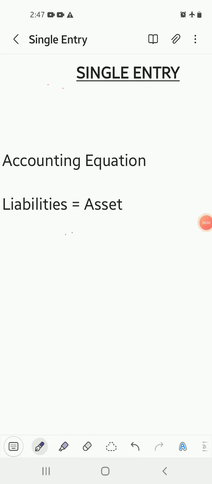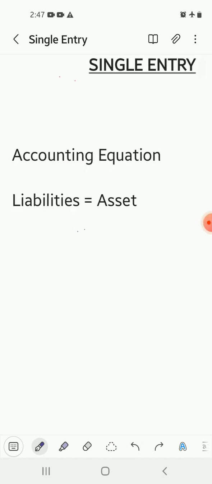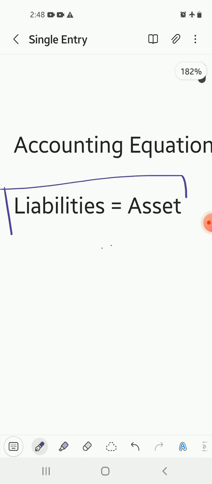Today's topic is single entry. First, to understand single entry, we need to understand what an accounting equation is. Liabilities is equal to asset. This is our basic accounting equation.